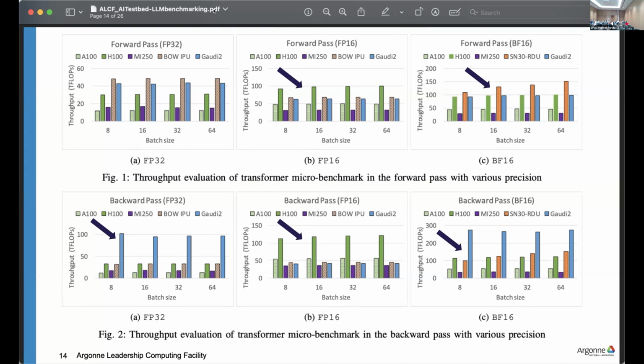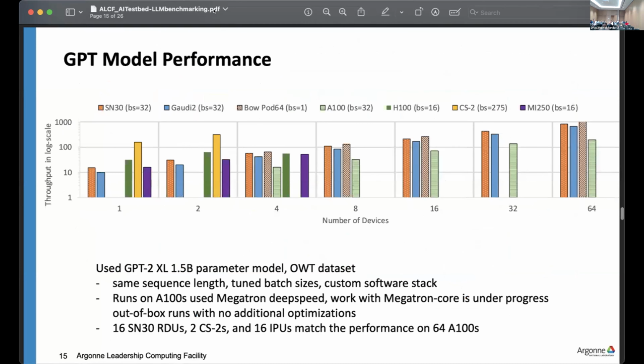We're looking into more detailed analysis with some profiling, to understand why we are seeing this difference in numbers across the systems. But it's a pretty good observation that depending on the system, the batch size, and the precision, we see unique capabilities of each system, and I highlighted two examples.